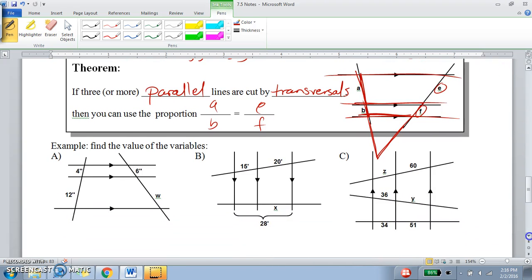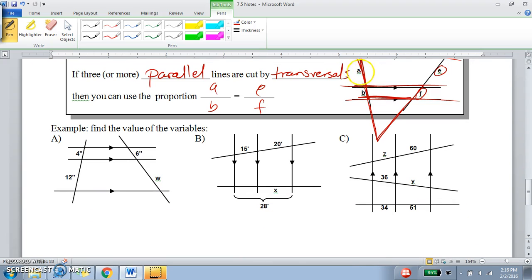So we're just going to set up proportions. We could also set it up. We did A over B equals E over F. You can also go across and say A over E equals B over F, as long as you keep the order consistent and you don't go diagonal. You can't go from A to F and B to E. You have to go straight across or straight up and down. So the proportions are kind of written for us.